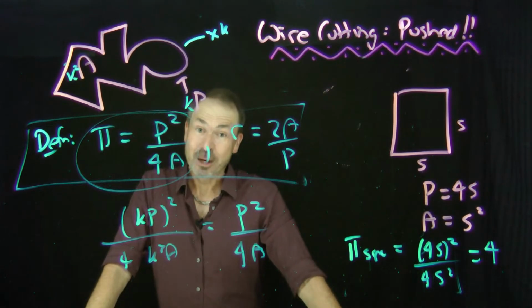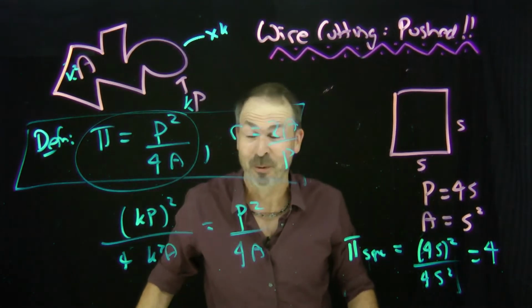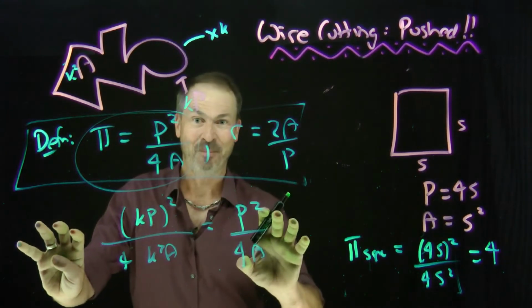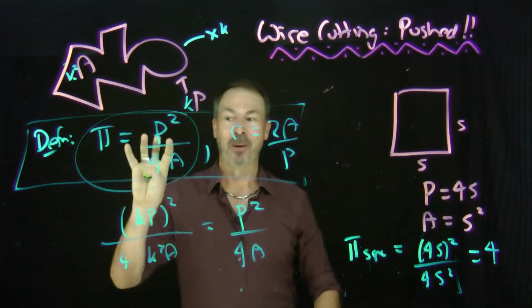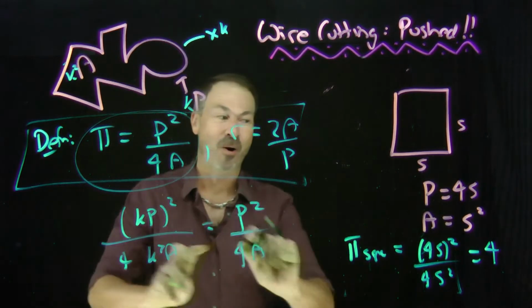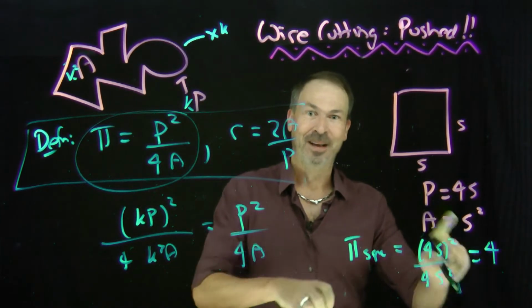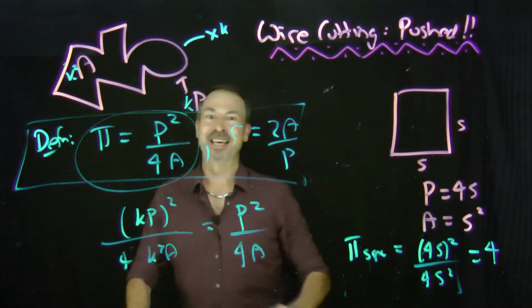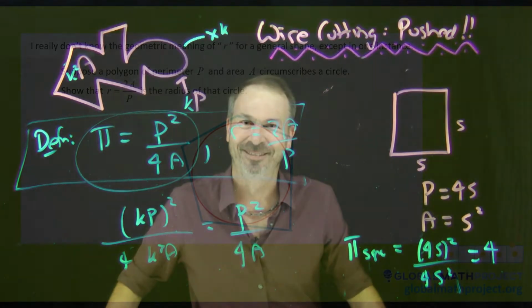Which is really interesting, because when I did the first wire cutting problem, when I made a circle and a square, we said cut the wire in the ratio pi for a circle and 4 for a square. Oh, the ratio of pi values. This is getting intriguing now.